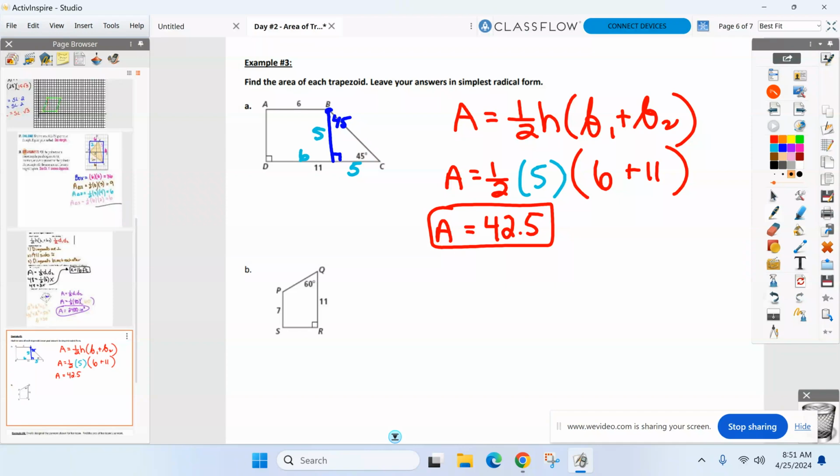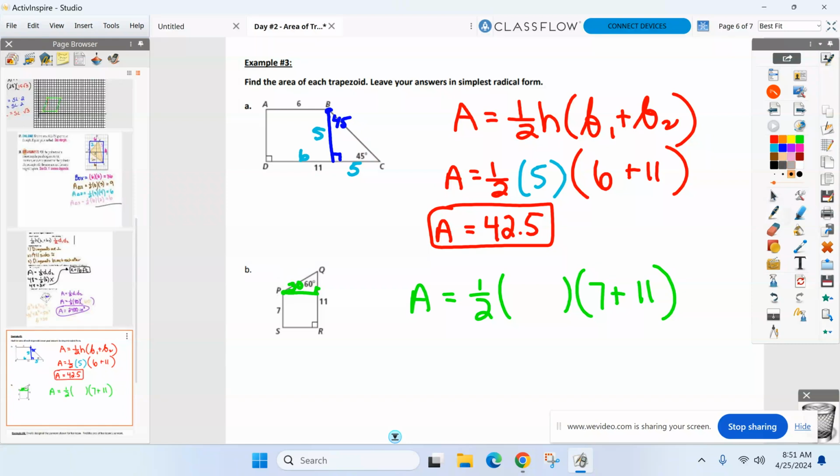All right, another trapezoid coming up. 7 and 11, those are your bases we can plug in. Just got to find the height. Just make sure you're adding the bases. Again, SR is a height, excuse me. I'd rather find this height, though, coming down from P, because that gives me a 30, 60, 90, which I'm familiar with.